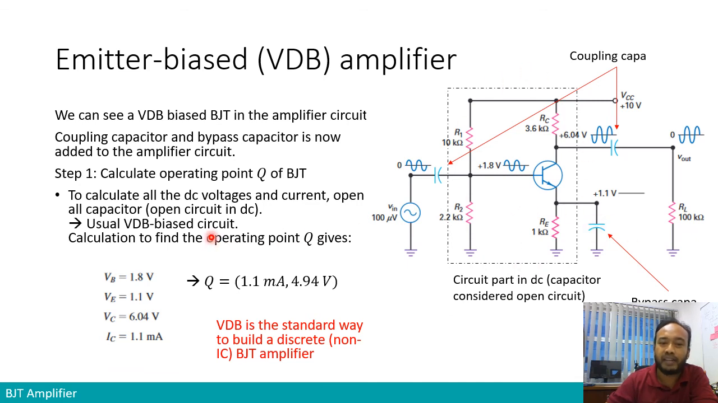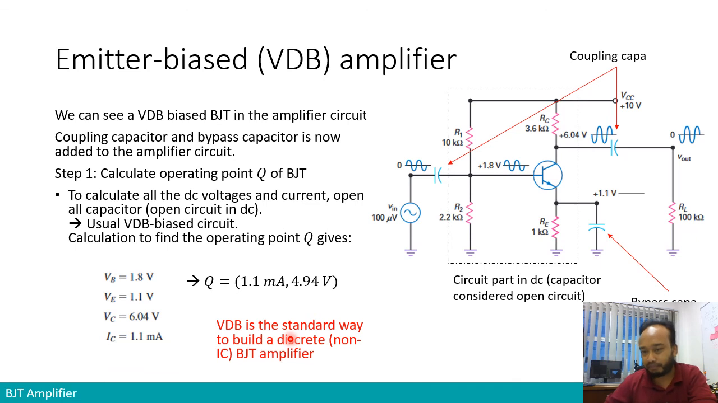And then once you do that, you get the operating point values of VC and IC. So VC, for example, here equals 6.04, and IC equals 1.1. But of course, the operating point Q is basically IC and VCE. So VCE is 4.94 because it is VC minus VE. So you get this value. So this is the operating point. And after that, to find the output voltage, you basically just use the IC and VC that you found in the calculation of the operating point Q.